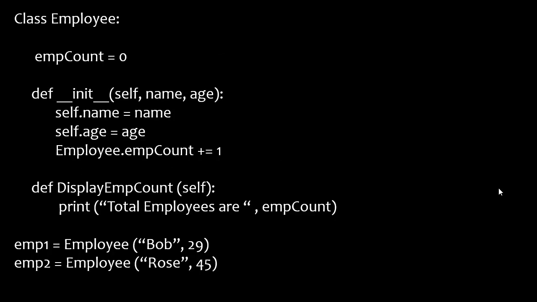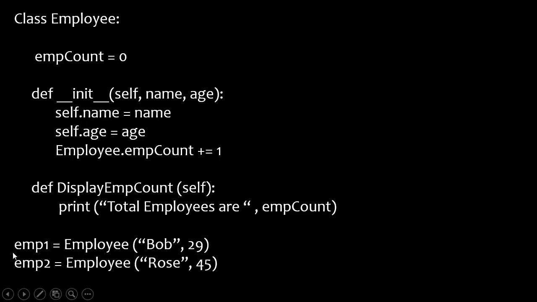This is typically how this would look. This is literally a Python program. In this case, we have defined a class Employee. mCount is our class-level attribute, okay? These are our instance attributes.